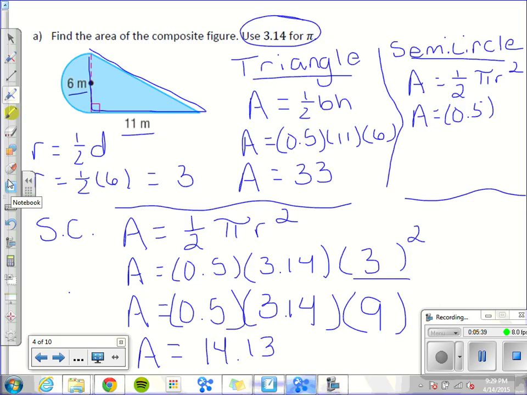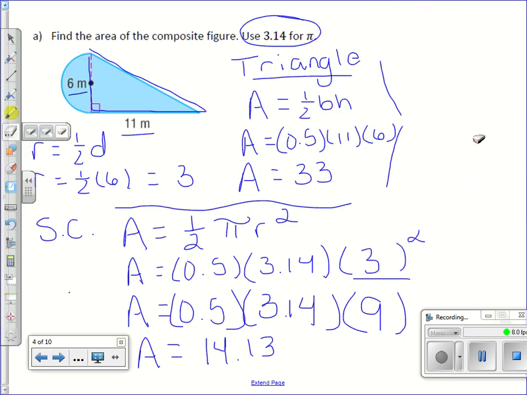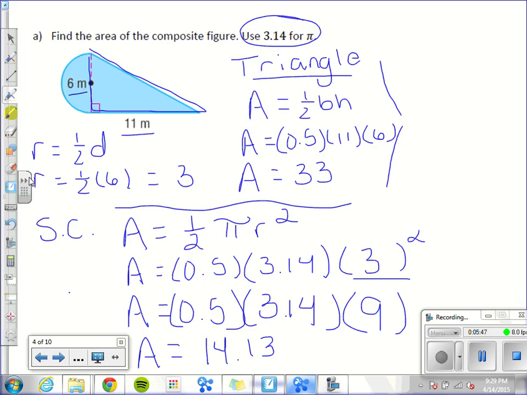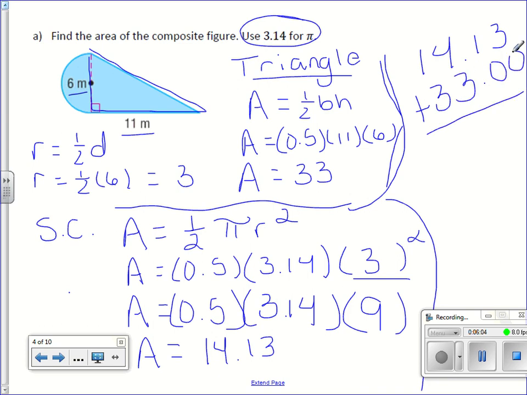Now, we found the area of both pieces separately. So what we need to do now is add those areas together. So we are going to add 14.13 plus 33. And make sure we line up those decimals. But of course, you can use a calculator on this problem. When you add them together, you would get an area of 47.13, and our unit is meters squared.